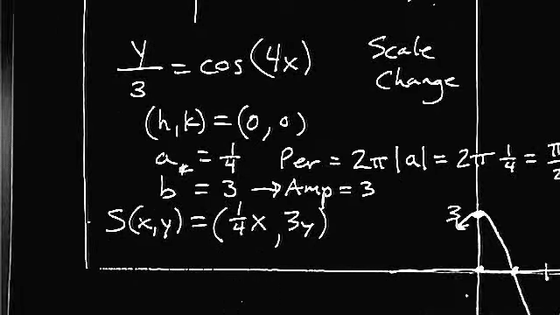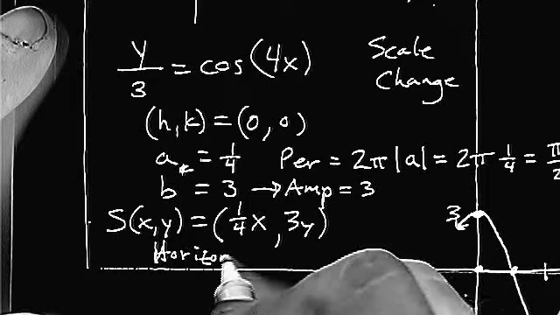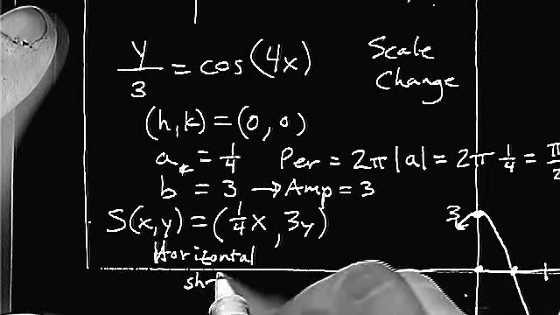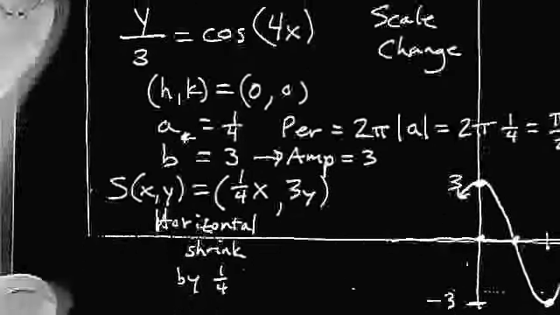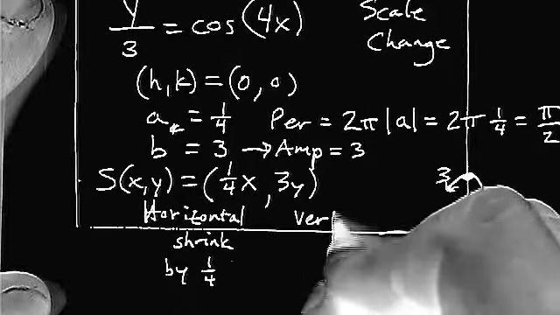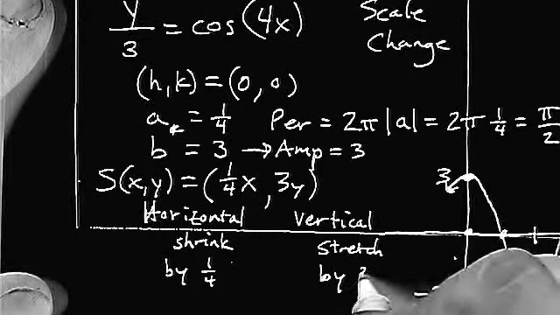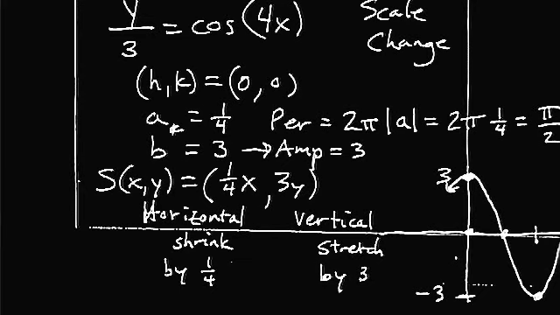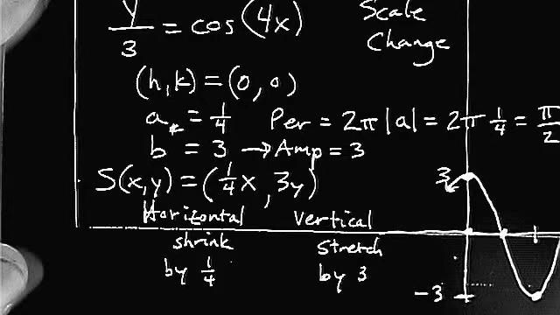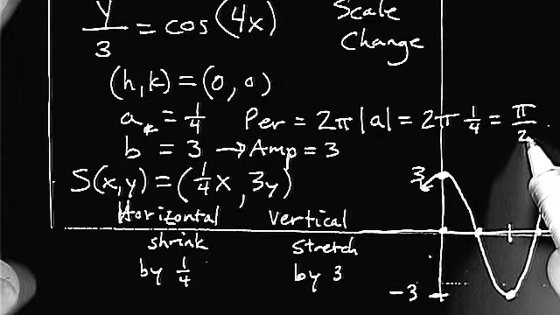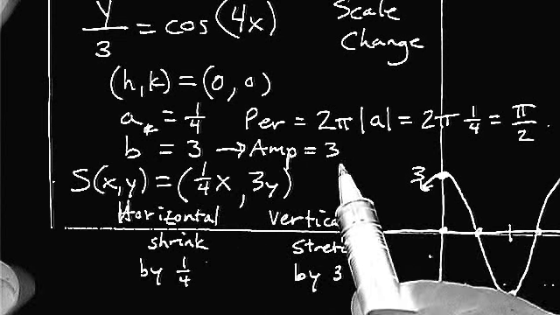So we have done a shrink. This is a horizontal shrink by 1/4. And that's going to affect the period of the function. And a vertical stretch by 3. And that's going to affect the amplitude. Well, the old period was 2 pi. So if we multiply by 1/4, we get pi over 2. The old amplitude was a 1, and if we multiply by 3, we get 3.